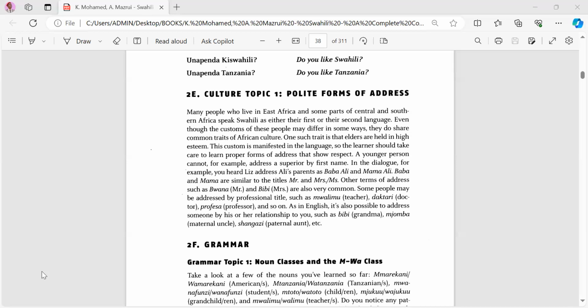Remember when you are saying "hujambo", "mama", "bibi", "baba". That's why we say "Baba Ali", which means Ali's father. "Bibi", grandmother, "mjomba". We have, of course, learned such words. So there are words that are not clearly in Kiswahili, but they are trying to be made Kiswahili.